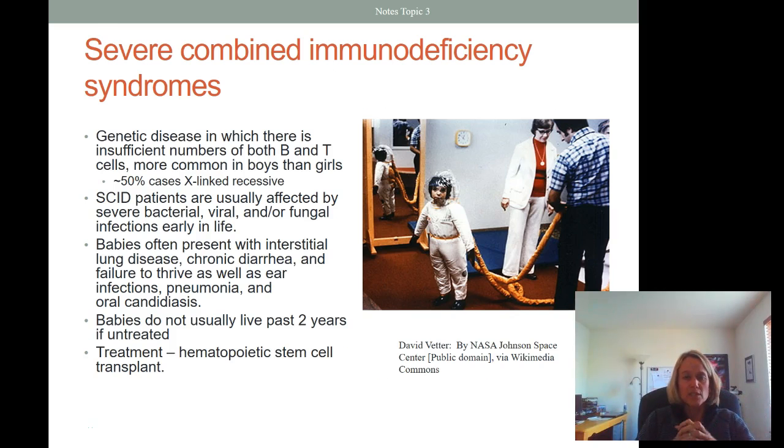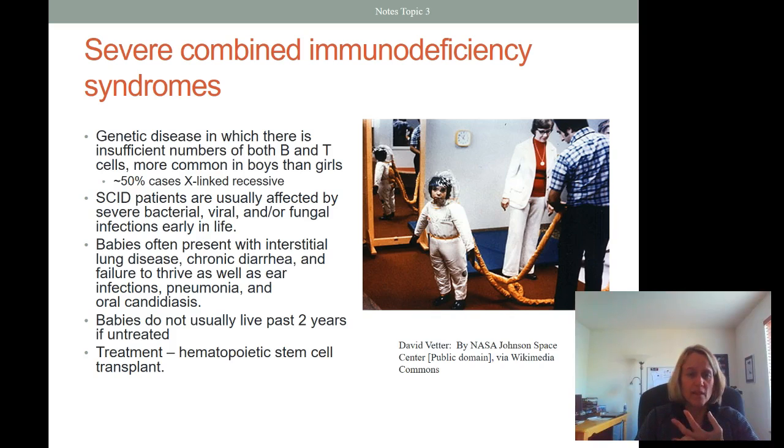One such example of a primary immune deficiency syndrome is severe combined immunodeficiency syndrome. This is a genetic disease in which there is insufficient numbers of both B and T cells. This is more common in boys than girls because it's X-linked recessive. About 50% of the cases are X-linked recessive. These patients are usually affected by really severe bacterial, viral, fungal infections early in life.